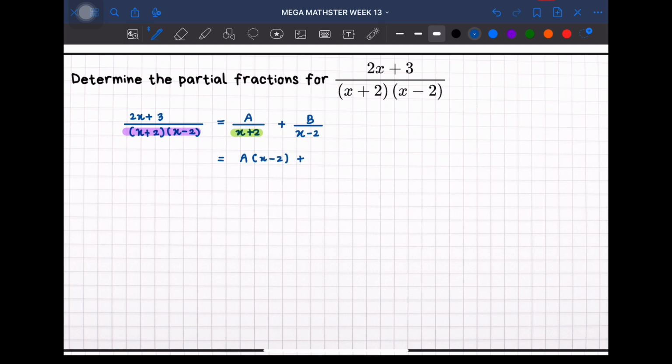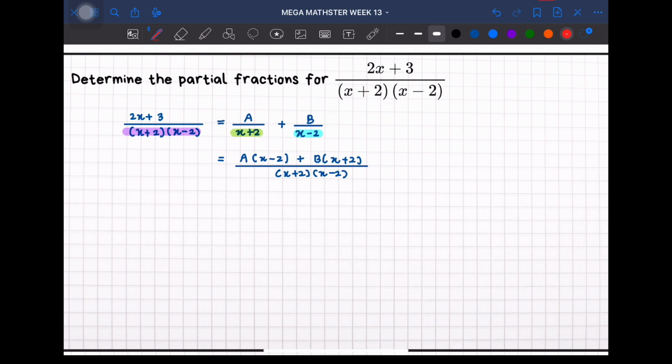Then for B, do the exact same thing. For B, you already have x minus 2, so you no longer need x minus 2 over here. You just need to multiply it with x plus 2. So B will multiply with x plus 2, like this. Don't forget to write back your denominator. So we have x plus 2 times x minus 2. Settle.